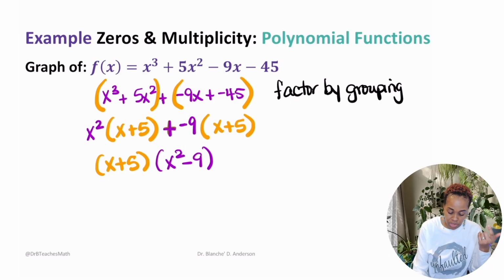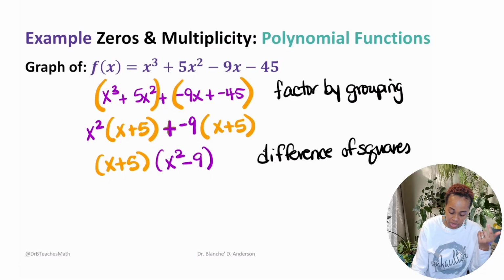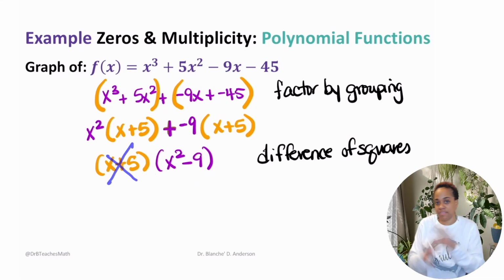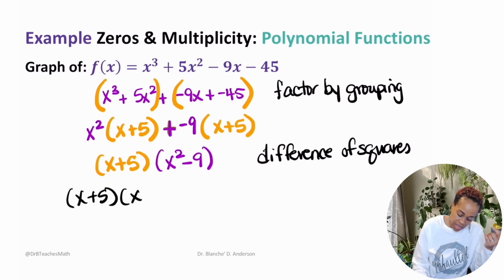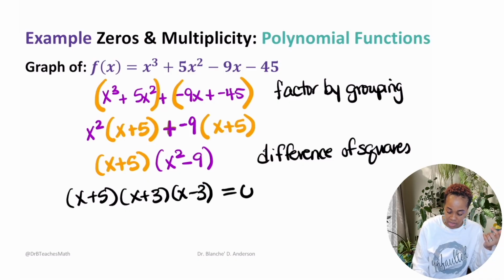Now, what do you notice? Yep, this is a difference of squares. And you're saying, Dr. B, what's a difference of squares? Do y'all see it? This is a difference of squares. Okay, not this. That's done. That's gone as far as it can go. This is a difference of squares. This is x plus 3 times x minus 3. So if I rewrite this whole thing, I have x plus 5 times x plus 3 times x minus 3. And we're going to set that equal to 0.